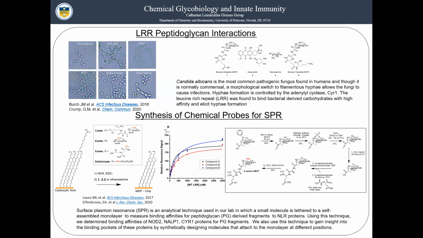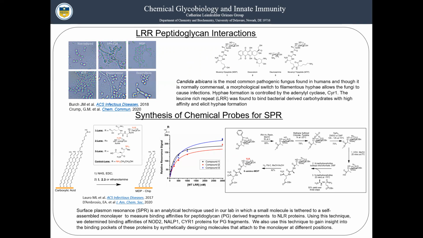One of our projects to begin answering some of these questions is studying the leucine rich repeat, or LRR, domain interactions with bacterial peptidoglycan. Candida albicans is the most common pathogenic fungus found in humans, and though it is normally commensal, a morphological switch to filamentous hyphae allows the fungi to cause infections. Hyphae formation is controlled by the adenyl cyclase CYR1. The LRR was found to bind bacterial derived carbohydrates, shown here above, with high affinity and elicit this hyphae formation as shown on the left.